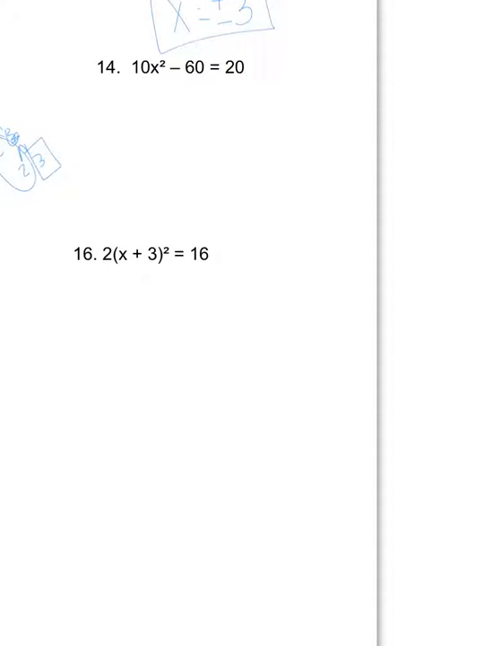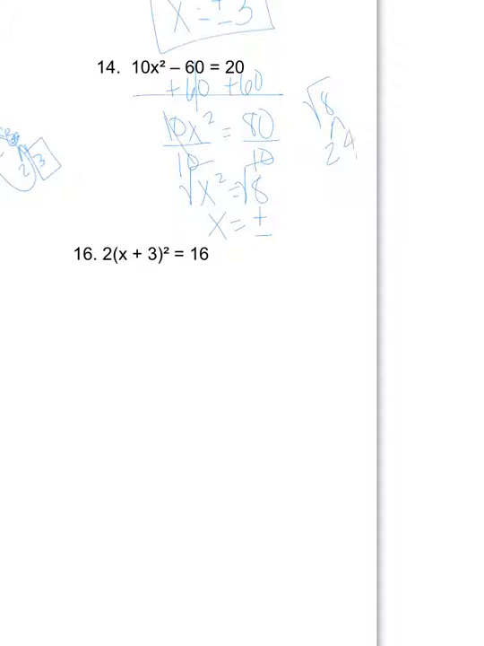Okay, so 14. First step would be to add 60. So we have 10x squared equals 80. And then we would have to divide by 10. So x squared would equal 8. And then we'll take the square root. Square root of 8 is not a perfect square, so use factor tree to simplify it. We have a pair of 2's, and then I have left a 2. So positive 2 square root of 2 and negative 2 square root of 2 would be your solution.